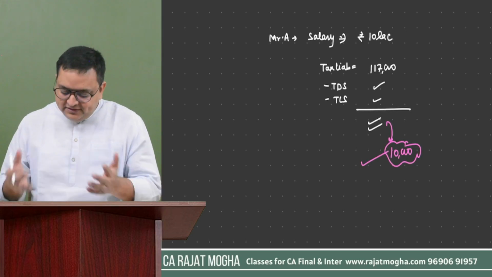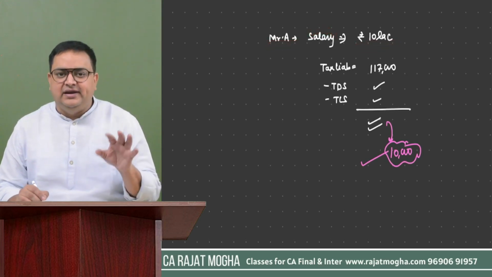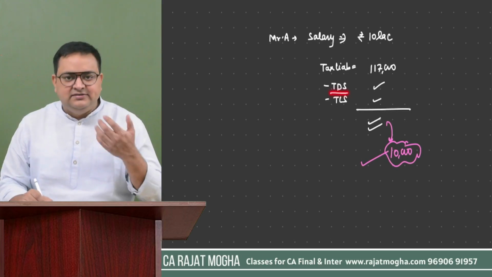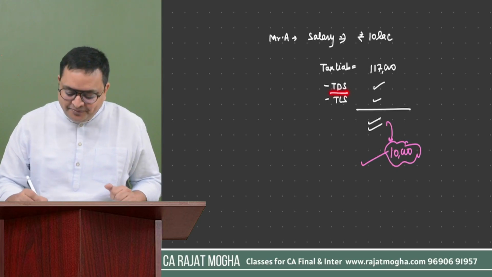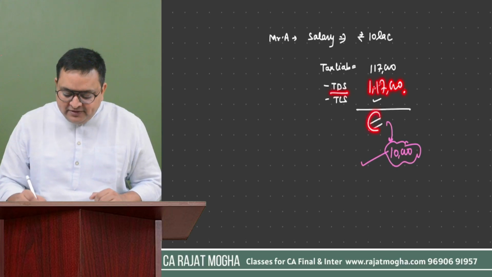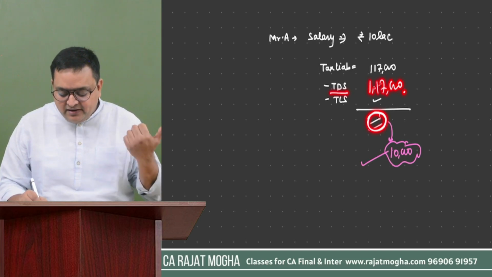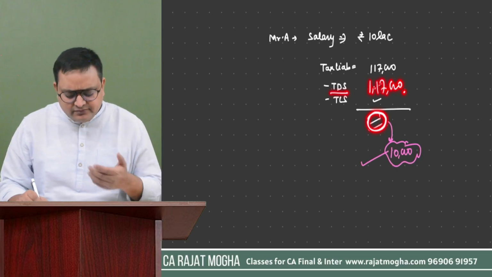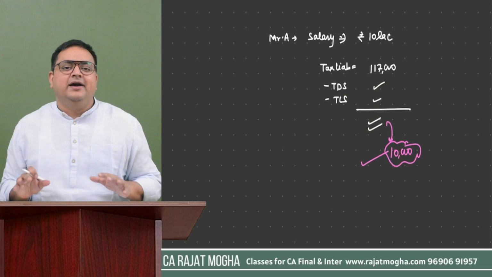So in this case, let's say Mr. A is a salaried person, getting a salary of rupees 10 lakh. His tax liability comes to rupees 1,17,000. And let's say his TDS is deducted by the employer under section 192, right? So let's say 1,17,000 rupees has already been deducted through TDS. So how much would be the tax payable? The answer is zero, right? Because everything has been deducted through TDS. So his tax payable comes to zero, and this person is not liable to pay advance tax.